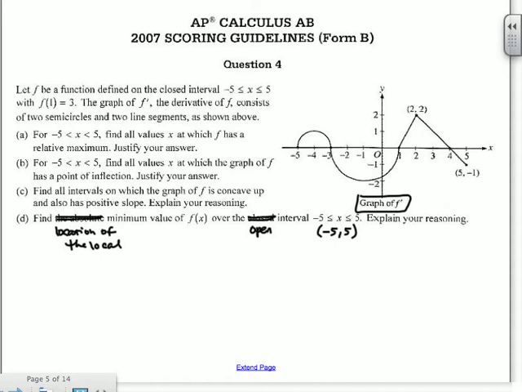So for part A, it says for -5 to 5, find all values of x for which f has a relative max. Justify your answer. Whenever we talked about relative maximums or local maximums in class, usually we talked about the chart for f prime. Since we have our graph of f prime, we're worried about when f prime is positive or when it's negative. So it's positive here, positive, and then negative. We're worried about when it's above the axis and below the axis.